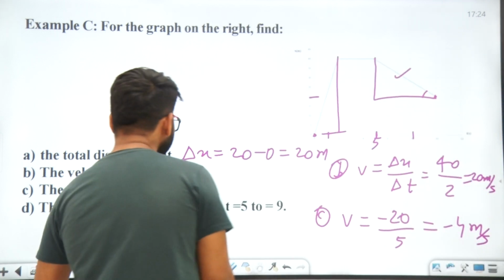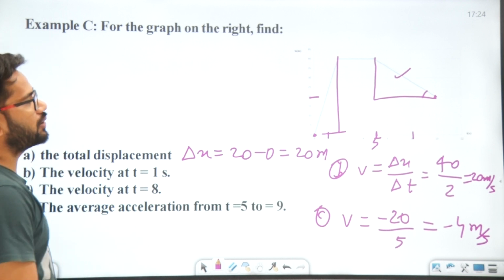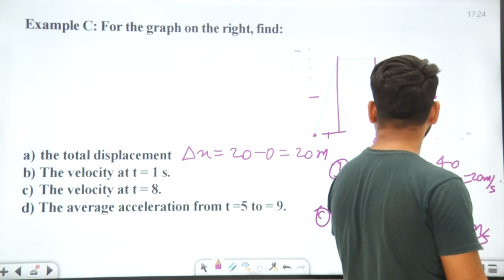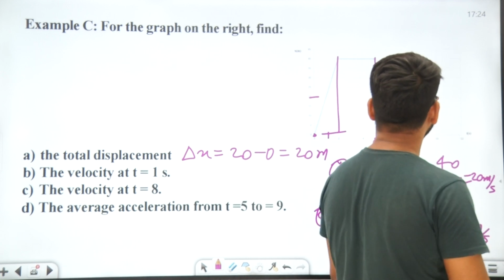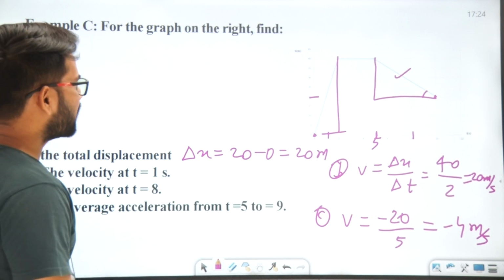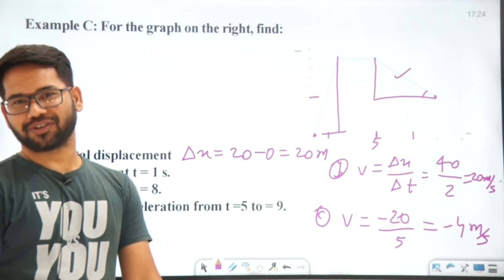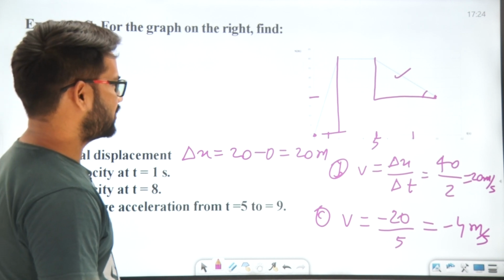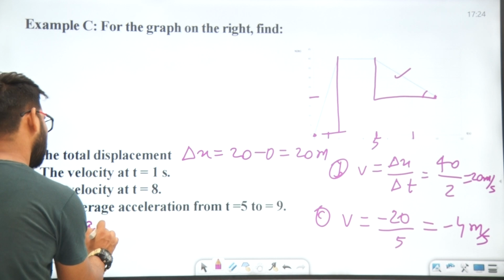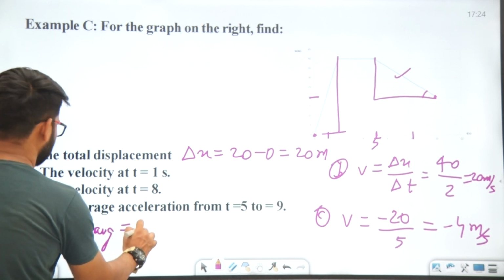Go for D, the average acceleration for t equals 5 to 9. If we look at 5 to 9, throughout the motion, velocity is constant, 5 to 9, right? So acceleration will be 0. Average acceleration will be 0.